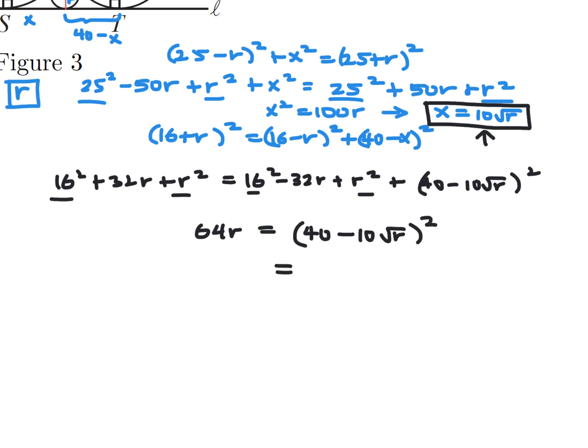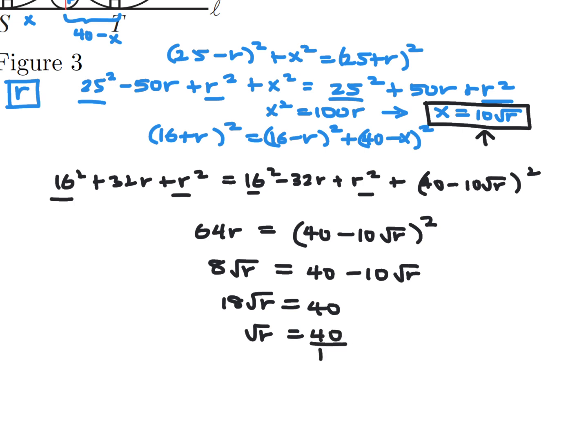Take the square root of both sides, and this becomes 8 root r is 40 minus 10 root r. And we're obviously going to be working with the positive stuff. So this is going to be 40 is 18 root r. Root r is 40 over 18, which I believe is 20 over 9. And therefore r, if you square it, would be 400 over 81. 400 over 81 is the value for the radius of that small circle.